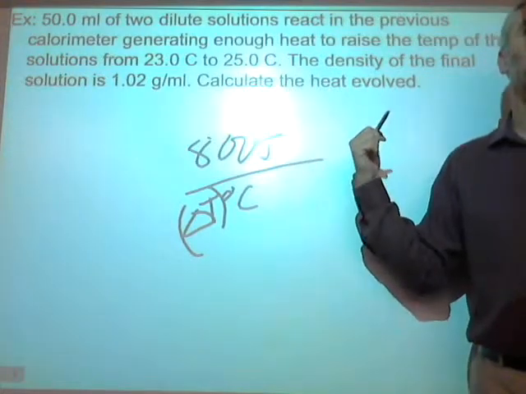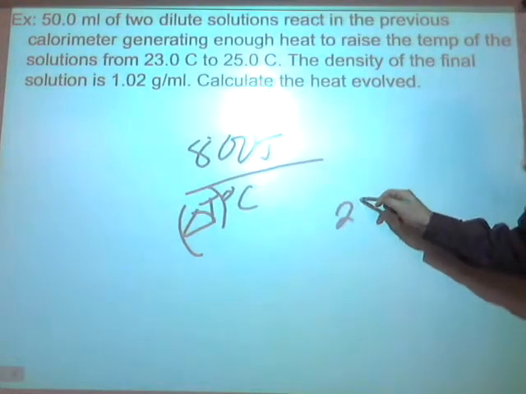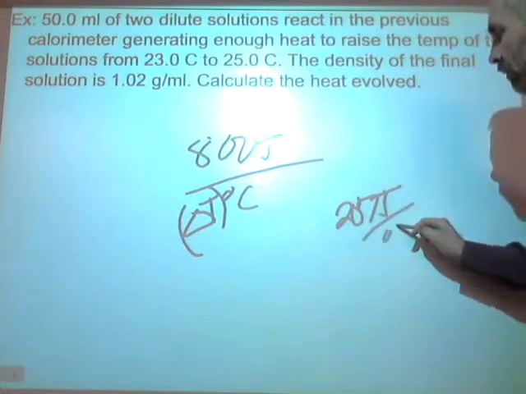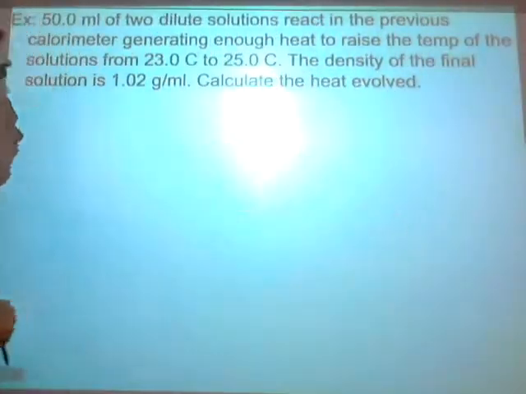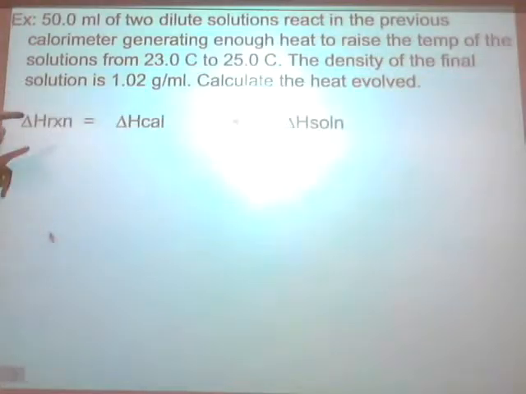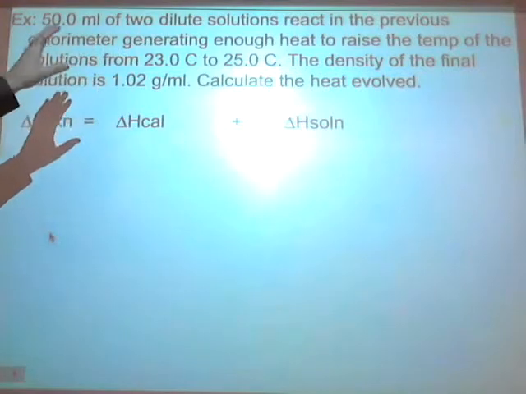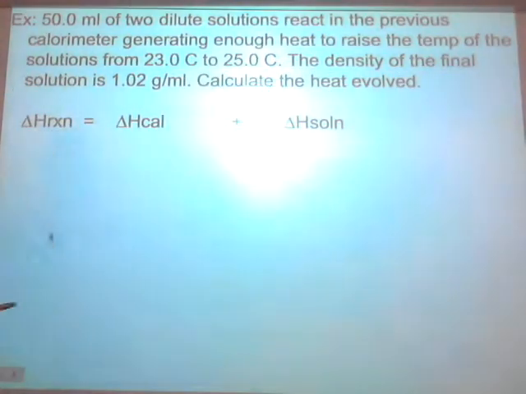Did you do that in the previous problem? What did you get? 207 joules per degree Celsius. That would tell you, now in this case, when you go to do this problem, you have to use that 207 joules per degree Celsius to do this kind of problem. The delta H, again, you should not be writing this down. It's the exact same problem you already have in your notes, so there's no reason to copy this down.